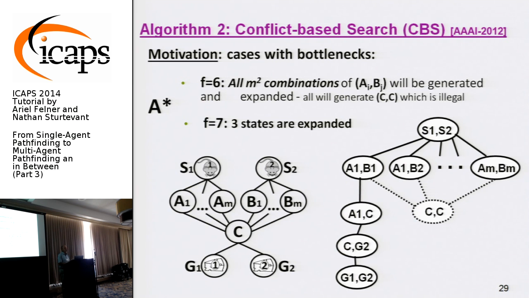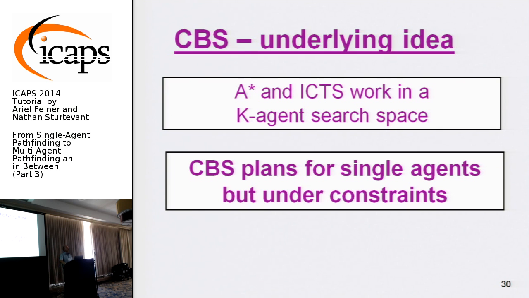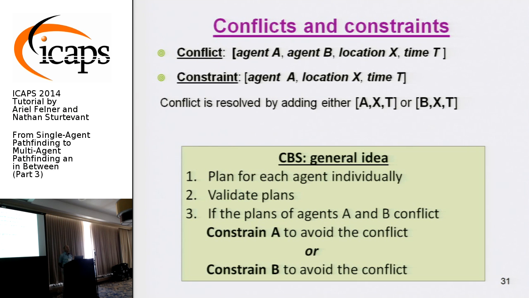This is the motivation for conflict-based search. Okay? What conflict-based search does is plan for single agents, but under constraints. So every time the actual search is done on a single-agent level, but I'm adding constraints to the game. Let's define a conflict very trivially. A conflict is two agents at a location at a given time. If they happen to be there, that's a conflict.